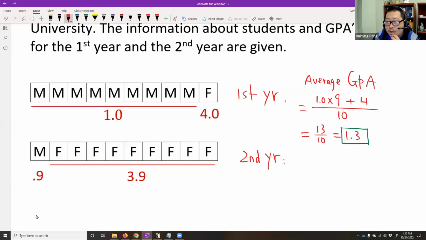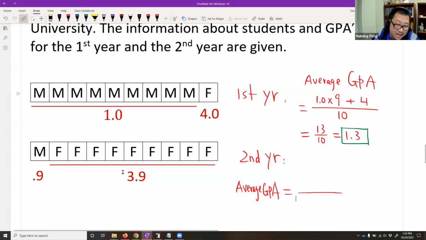Let me put here the average GPA for the second year. In the second year we change only 1 male student, and then we have 9 female students. Each female student gets 3.9. It is not as good as 4, but it's good. And then the male student gets worse, even worse than 1.0.